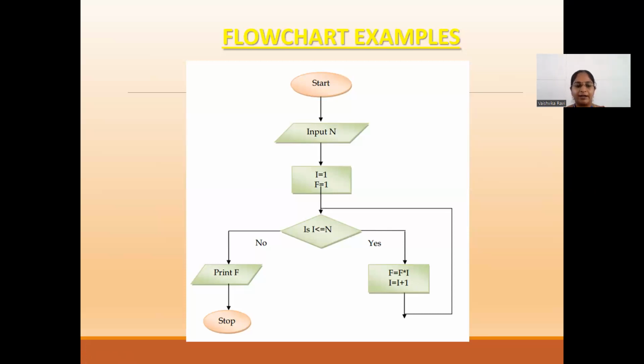In the next steps, it will be calculated as 2 into 3, which is equal to 6. And then the next number is 4. So 6 into 4, 24. So the value of 4 factorial is 24. Once it has reached 4, then again we will be incrementing and checking in the diamond symbol. After incrementing 4, we will be getting 5. So once it is 5, that is 5 less than or equal to 4, it is false. So we will be printing the value F.